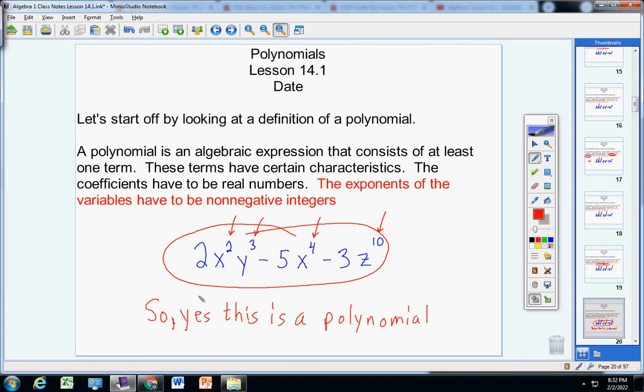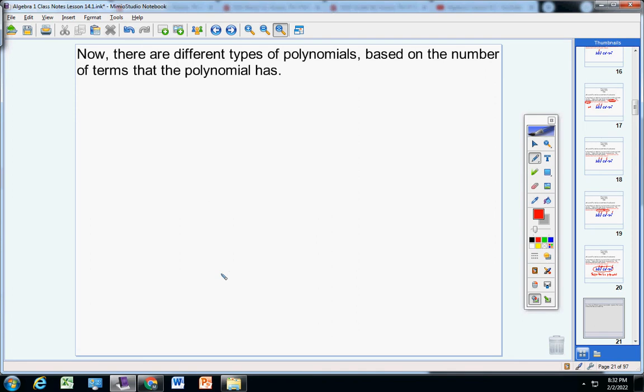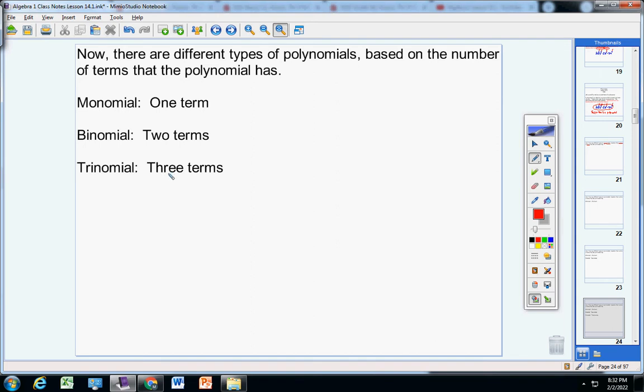Now, let's talk about different types. Based on the number of terms that a polynomial has, we can give different names to polynomials. For example, if a polynomial has one term, we call that a monomial. If a polynomial has two terms, we call it a binomial. And if a polynomial has three terms, we call that a trinomial.